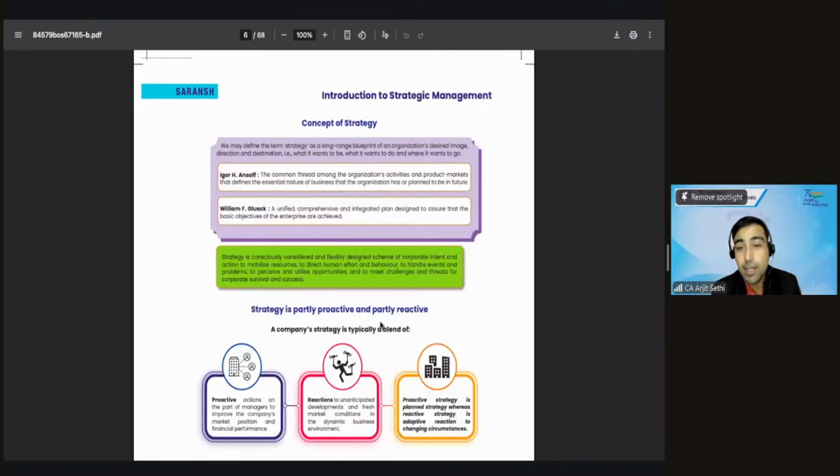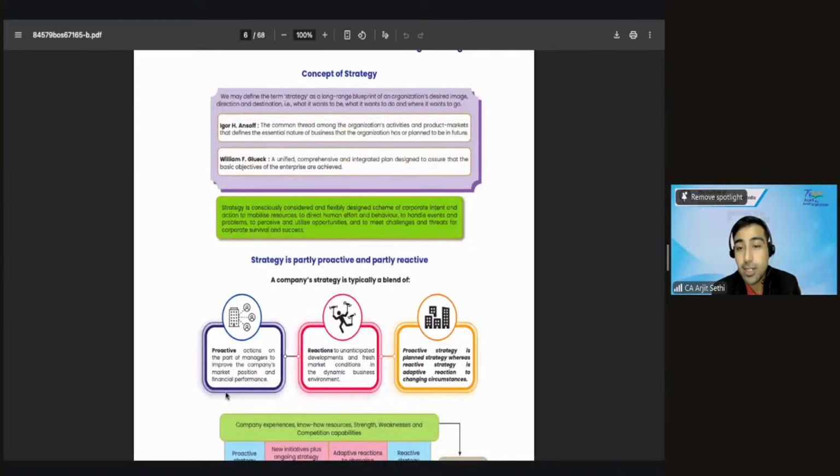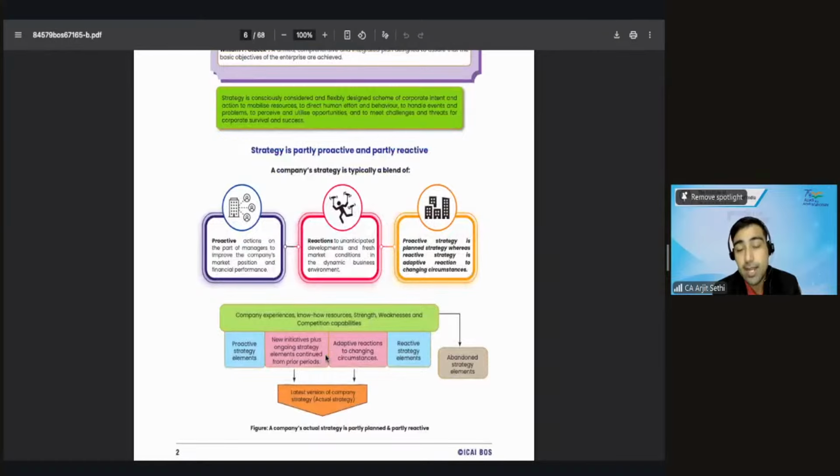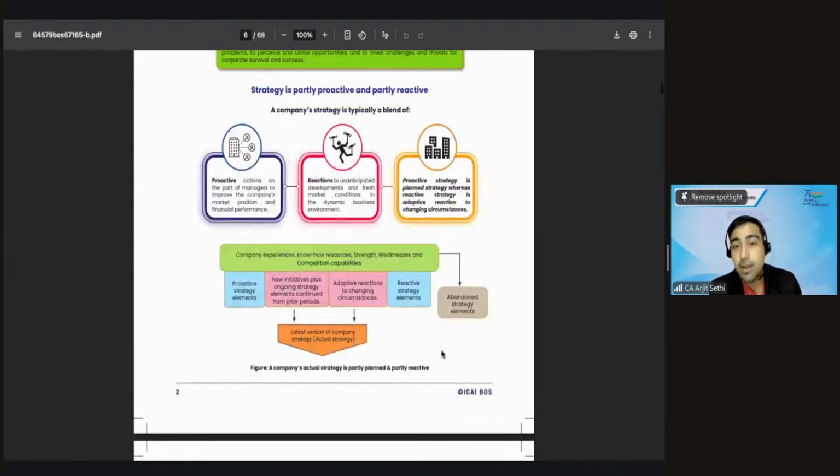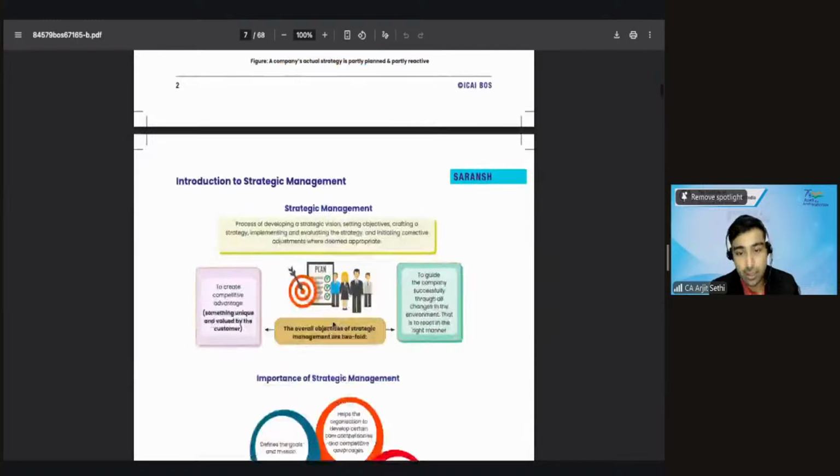राइट. पार्टली प्रोएक्टिव, पार्टली रिएक्टिव. क्वेश्चन आया था, ये रहा आपका 3 बुलेट आंसर. The question was partly reactive, partly proactive. How do you explain that? Three bullets on your screen. Company experiences, right? Proactive, reactive, abandoned strategy, and so on. All of this here. Why you have to be adaptive, reactive. पूरा आंसर आपके यहाँ पे है दोस्त. All your talking points, all your writing points, all your exam points on your screen in a single page. That is the power of Saransh.